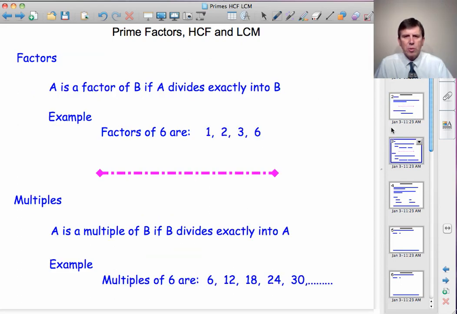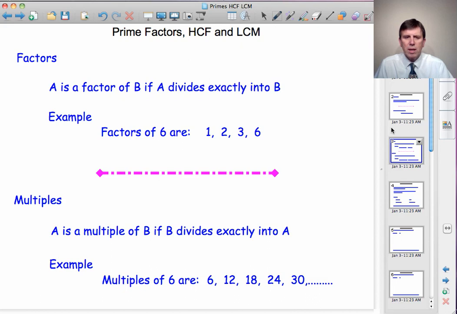Right, now let's make sure we agree that we know what the terms factors and multiples mean. First of all, a factor. A is a factor of B if A divides exactly into B. Let's illustrate that with an example. What are the factors of 6? What are the numbers that divide exactly into 6? Well, 1 divides into all whole numbers. 2, 3 and 6 also divide into 6, but they're the only 4. And notice that 6 is a factor of itself.